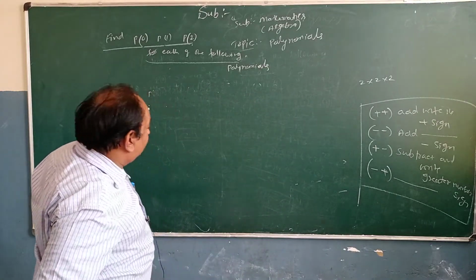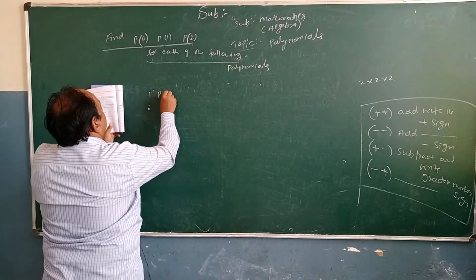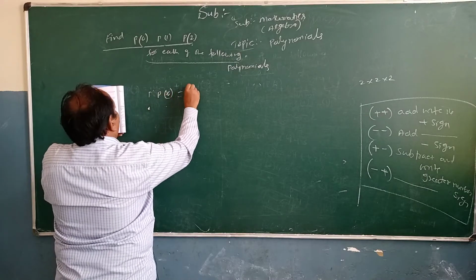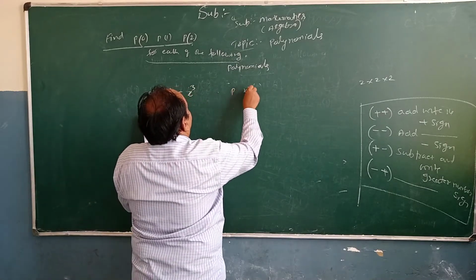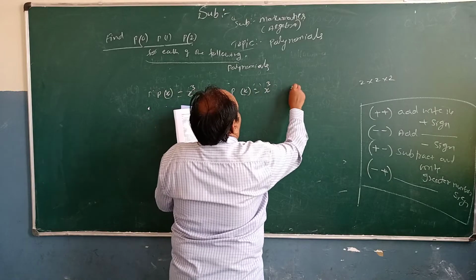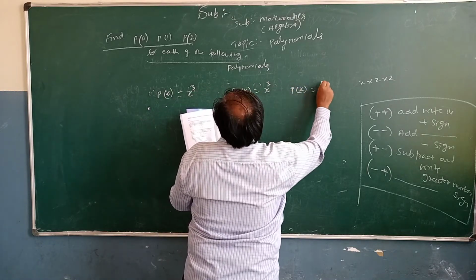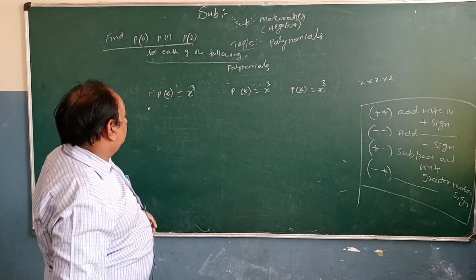P of x equals x cube. P of x equals x cube. That is equal to 0.